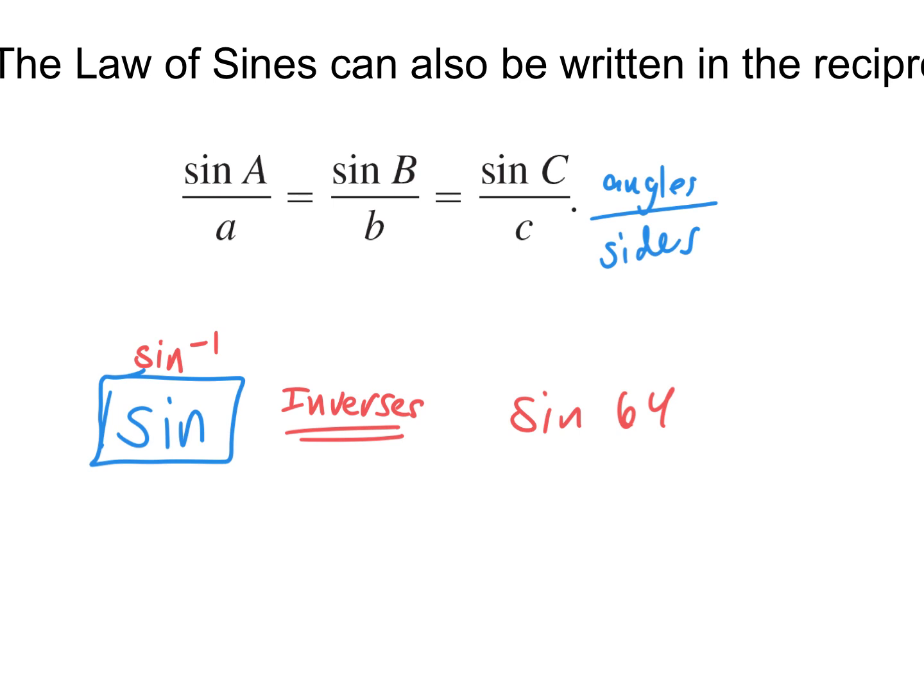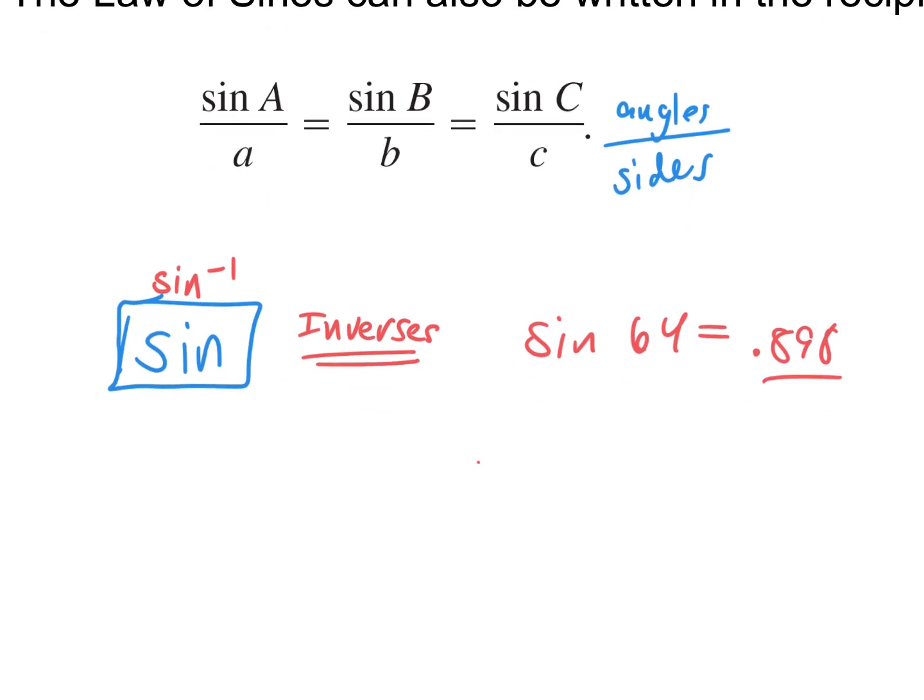Put that in your calculator. Everybody hit sine 64 right now, and tell me what you get. 0.898. Okay. When you guys are working this out, you'll get an answer like sine A equals 0.898. Does that make sense? That an angle measure is 0.898?